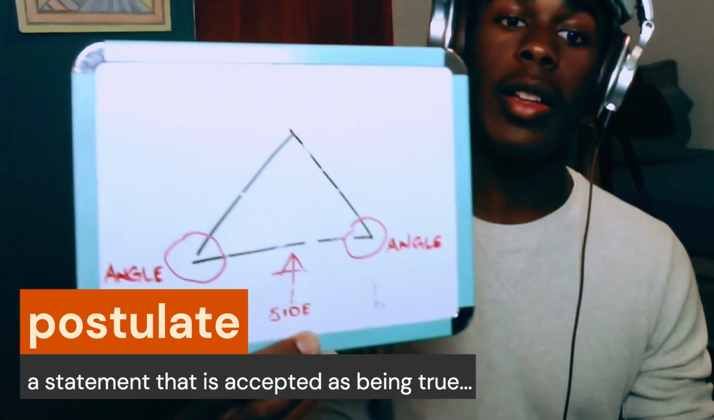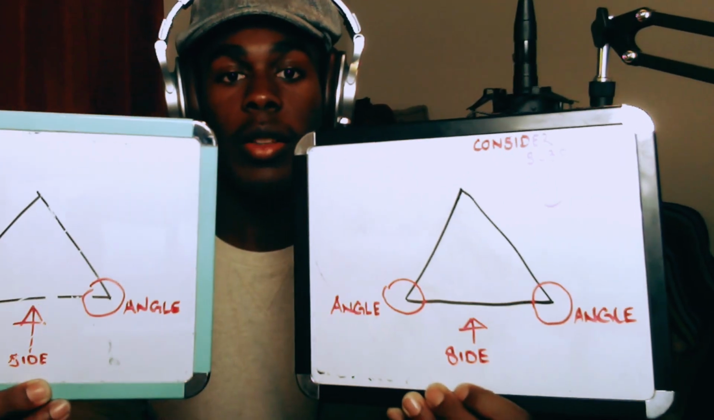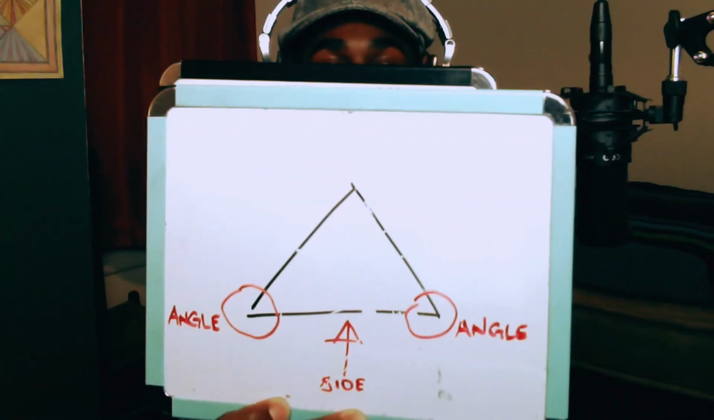ASA stands for angle side angle and SAS stands for side angle side. The ASA postulate states that if the two angles and included side of one triangle equal the two angles and included side of another triangle, the two triangles are congruent. You can probably guess what the SAS postulate is from that.